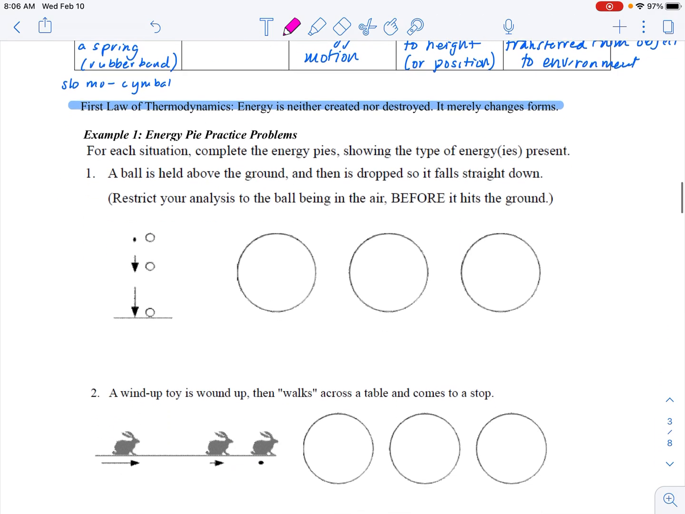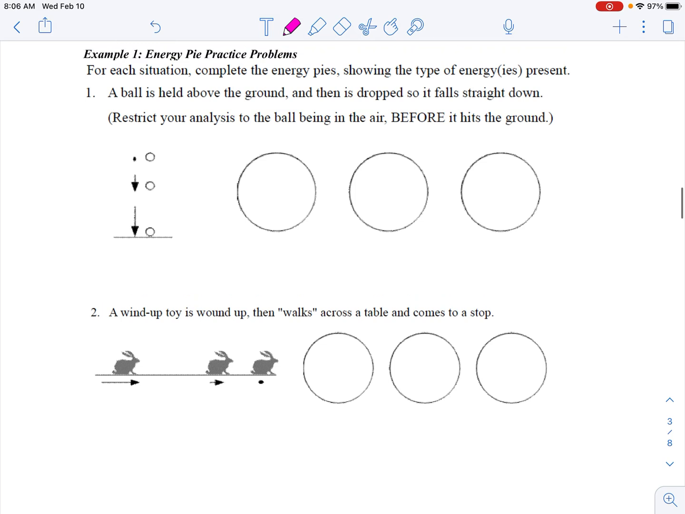Okay, so I'm going to keep those in mind as I do these practice problems. In each situation, complete the energy pies showing the type of energies present. Question 1. We kind of just talked about this one. A ball is held above the ground, and then it's dropped so it falls straight down.